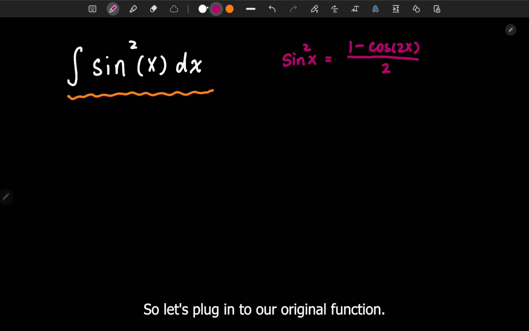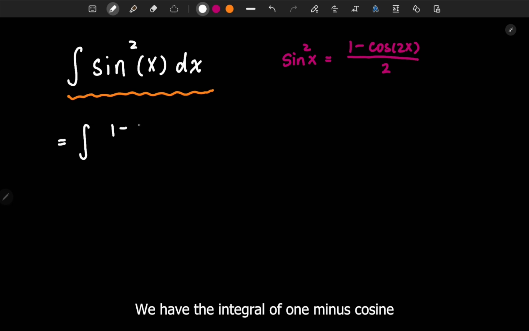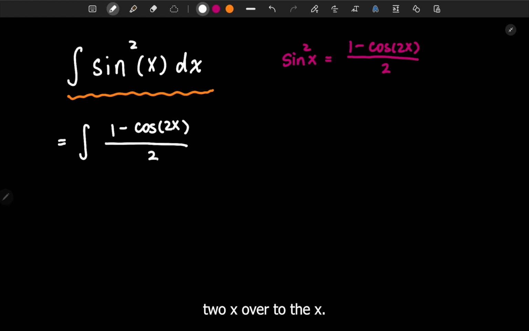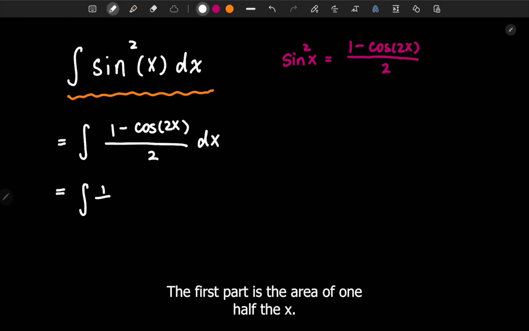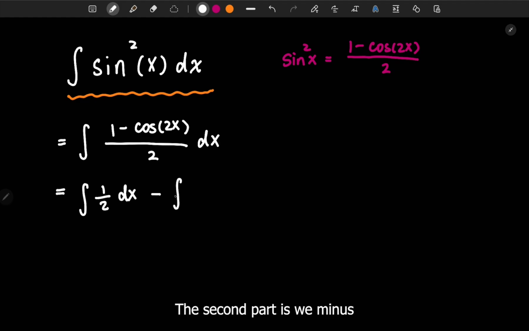So let's plug into our original function. We have the integral of (1 minus cosine 2x) over 2 dx. Next, we can split this integral into two parts. The first part is the integral of 1/2 dx. The second part is we minus the integral of cosine 2x over 2 dx.